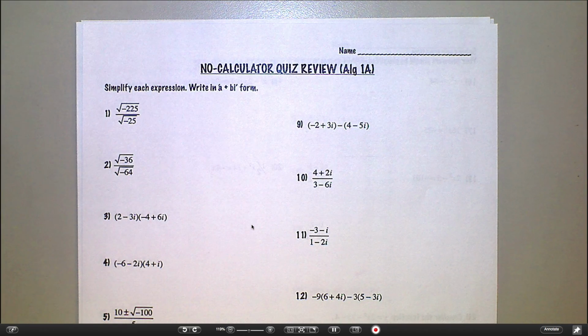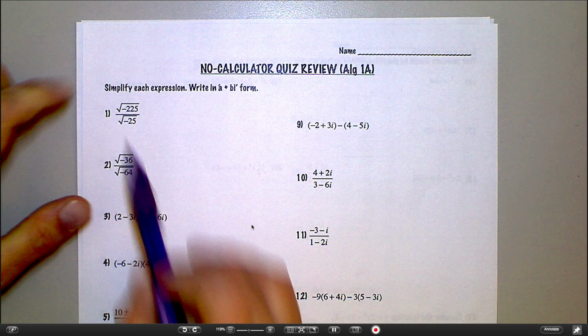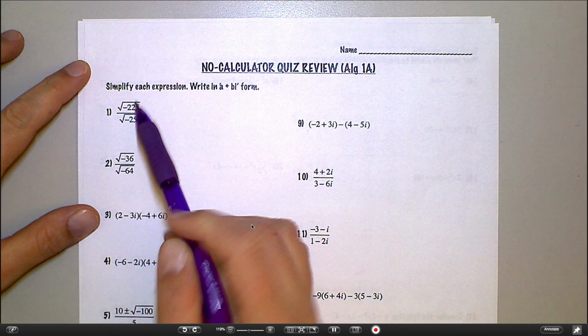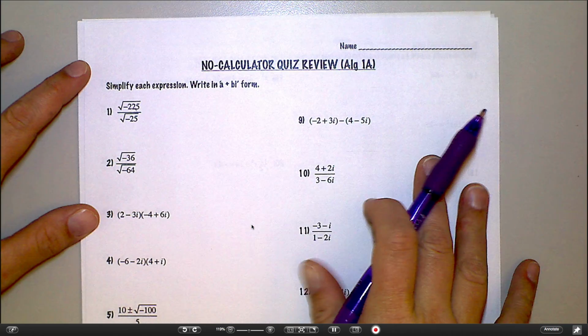So, that being said, number one, I will admit I didn't really catch this before this went out on the sheet. 225 is probably a pretty big number to know the square root of off the top of your head. I mean, I hope that some of you do. The square root of 225 is 15. Okay, but let's talk about what we could do with this if we didn't know the square root of 225, if we were in a panic moment and we didn't know what it was.